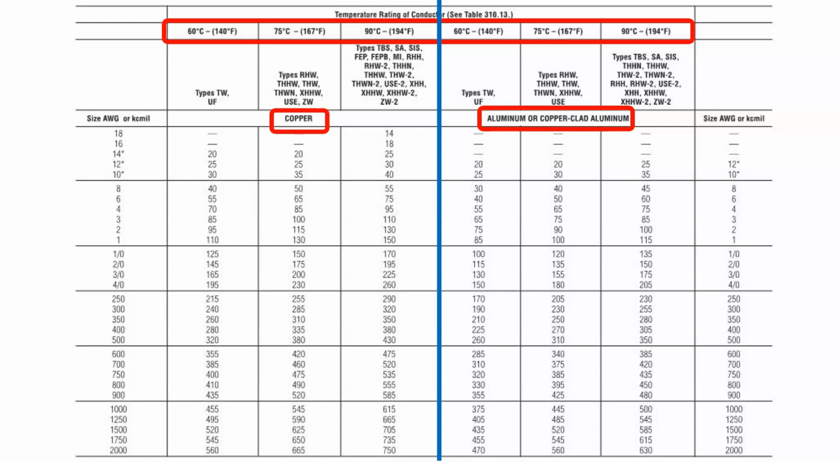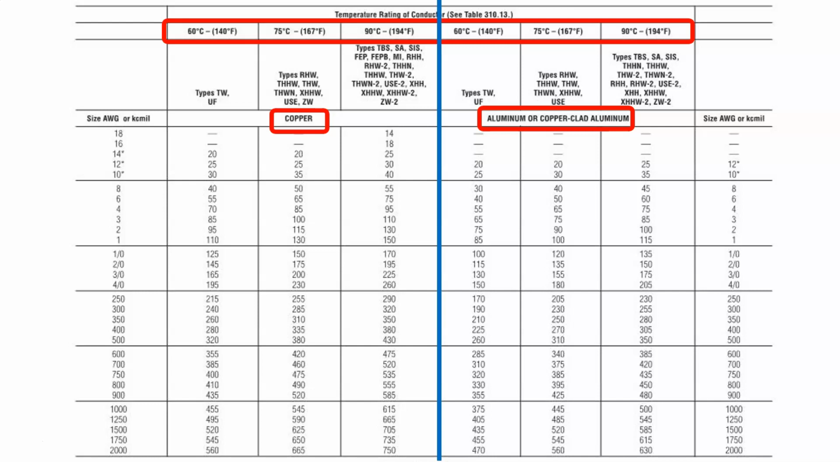So for example, if we were wanting to supply a load that was 30 amps with a copper conductor with an insulation rating of 60 degrees Celsius, what we would do is under the 60 degrees Celsius column, we would go down, and you have to keep in mind these values we see here are ampacities. So we see that a number 14 gauge conductor under our size AWG or kcmil column, we see a 14 gauge conductor is good for 20 amps at 60 degrees Celsius under the copper section.